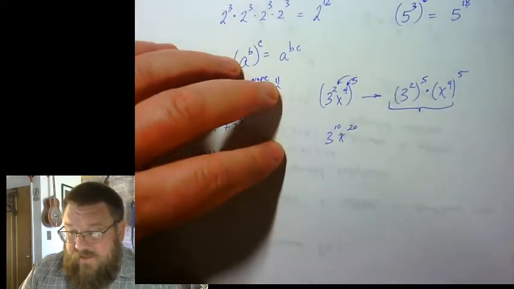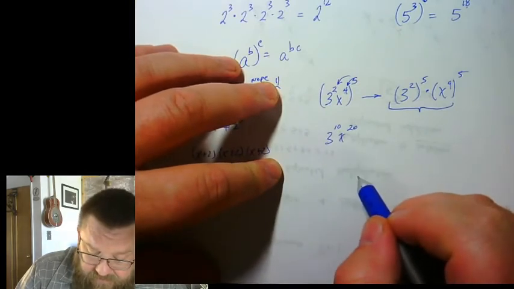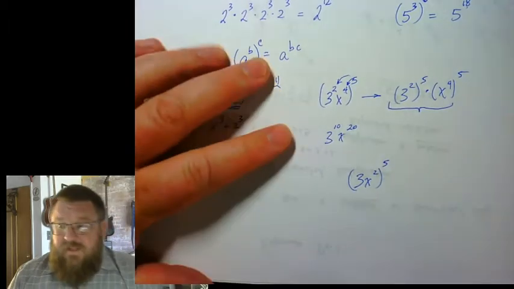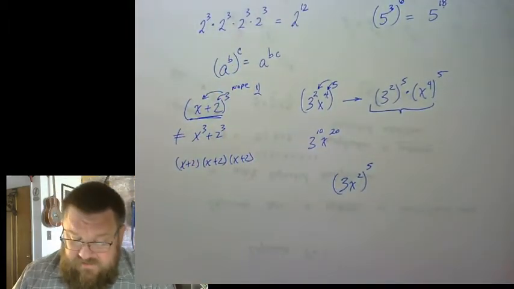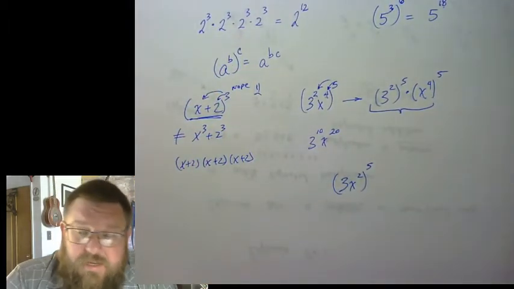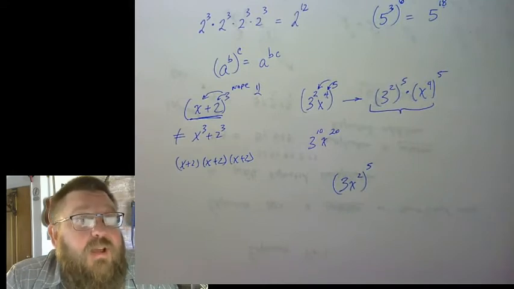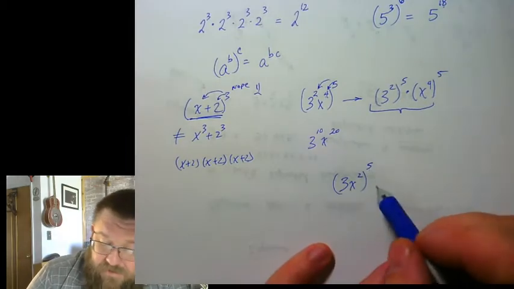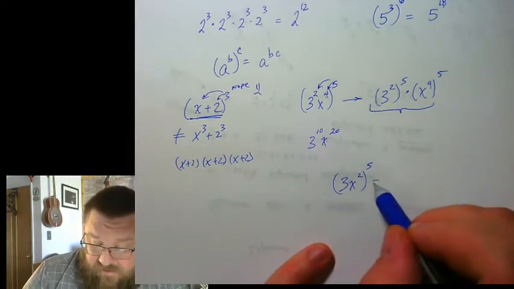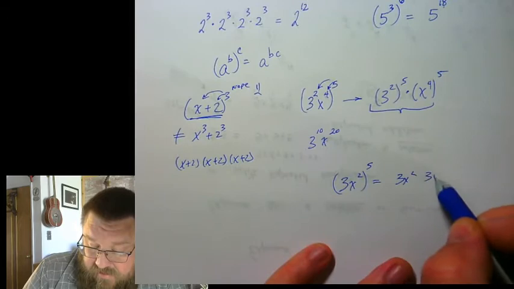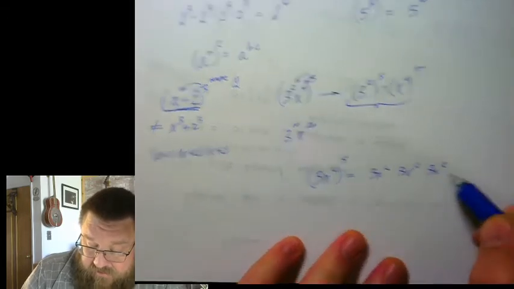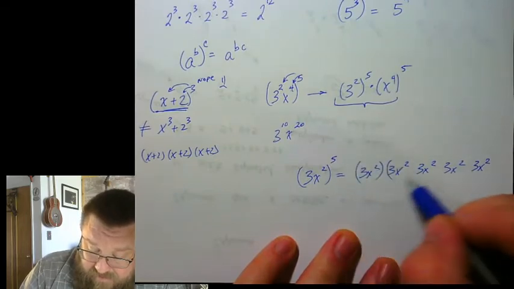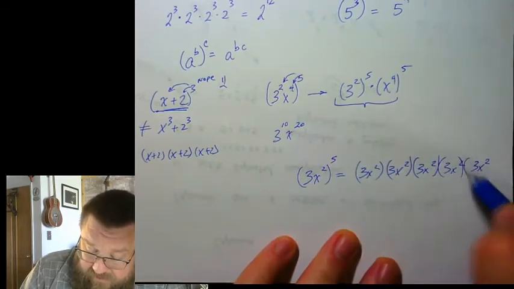Okay, almost done. One last thing. What if you had something like this? This is actually where people really get into trouble. See, right here, two questions for you. First question is, what's the base for the 5? The exponent of a 5. Would you guys agree that the base for the 5 would be 3x squared? Right? So this would really be 3x squared, 3x squared, 3x squared, 3x squared, 3x squared. I'm glad I only did a 5. And they'd all be multiplying, correct?